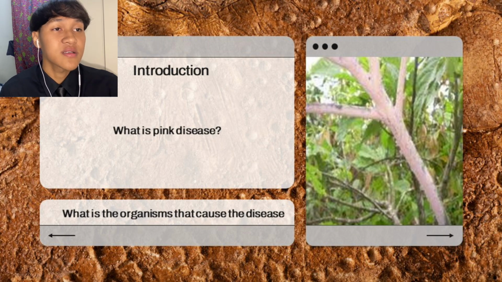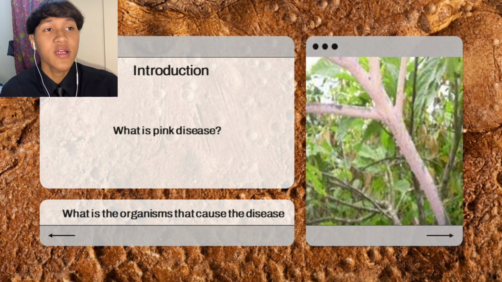Last, the basidiocarp stage in the pink hymenial encrustation. So that is the introduction for the pink disease in rubber plantation. So next, we move to the disease signs or symptoms.